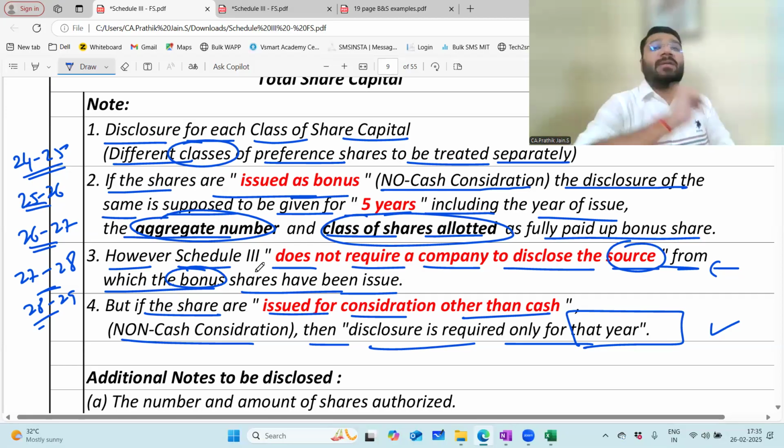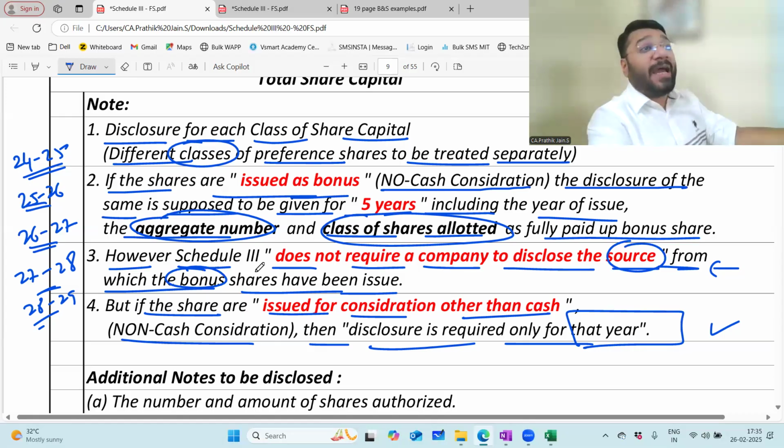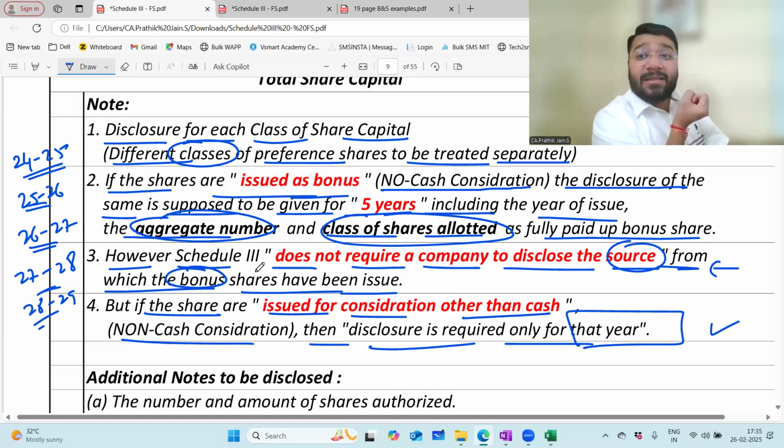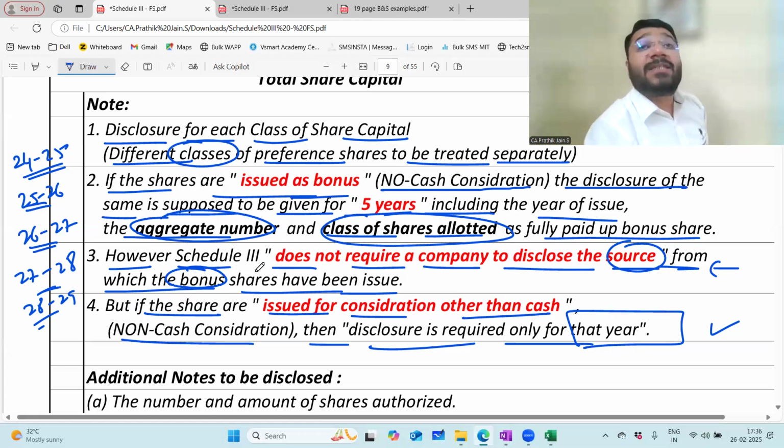So we have discussed 2 concepts in disclosure. One is issue of shares for no cash consideration. What is no cash consideration? I'm issuing the shares, but I'm not getting consideration in cash. Then what am I getting? I'm getting the consideration in the form of services or assets or business. For this, is the disclosure required? Yes, for no cash consideration, the disclosure is required. For how many years? Only 1 year, which is that year.